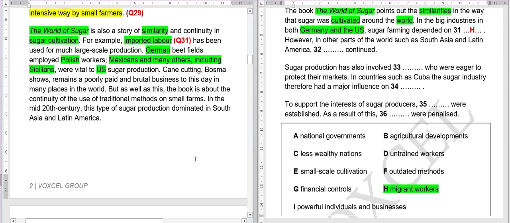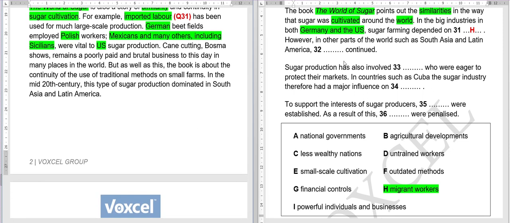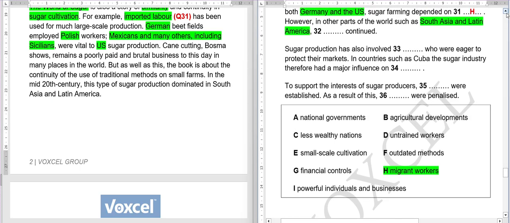Let's read question 32 now. However, in other parts of the world, such as South Asia and Latin America, blank continued. Now we have to find these two places, South Asia and Latin America. Let's see what continued in these particular parts of the world. Cane cutting, Bosma shows, remains a poorly paid and brutal business to this day in many places of the world. So they're saying that this particular business is still poorly paid.